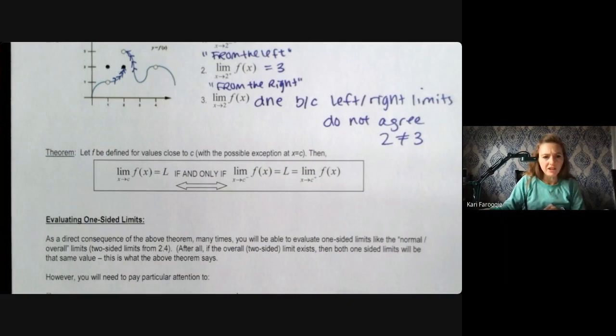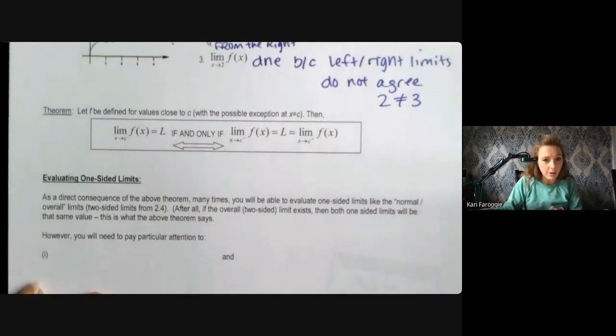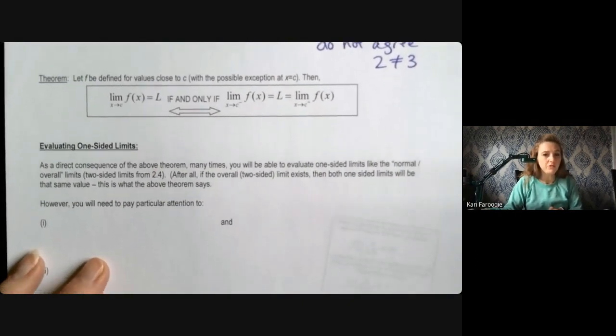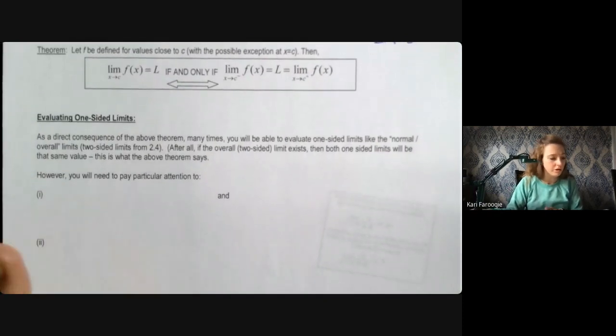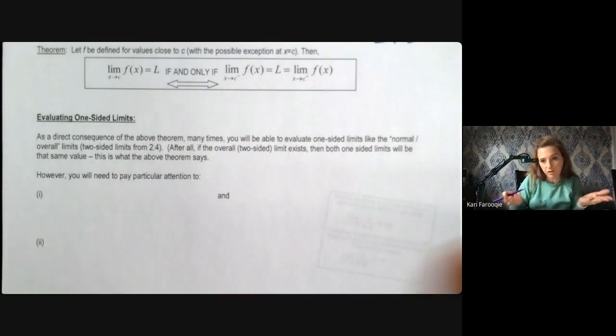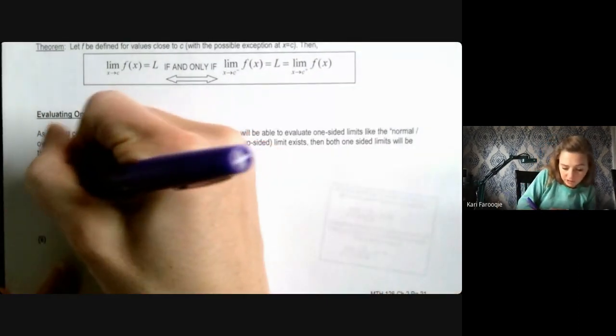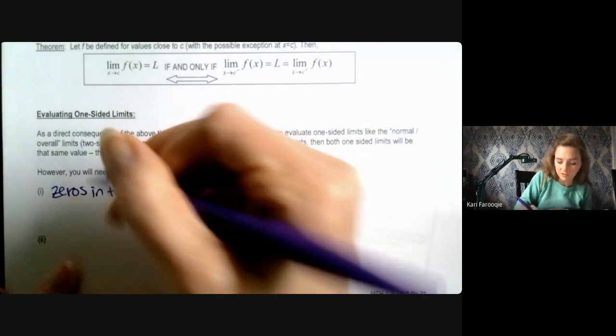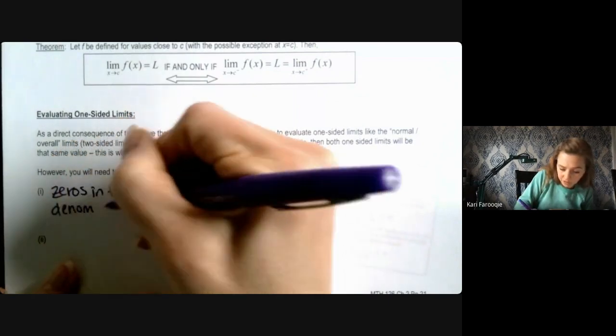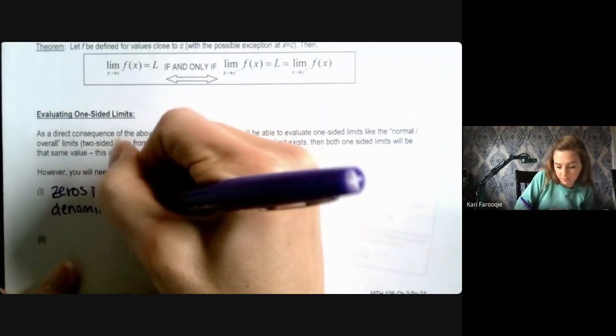So for evaluating one-sided limits, as a direct consequence of this theorem, many times you'll be able to evaluate one-sided limits like the normal or overall limits. A lot of times you're just going to have a continuous function, where we did a lot of these in the last section, where we just did direct substitution, no big deal. But we do need to look out for some things like zeros in the denominator. Same thing that we were talking about in the last section also applies here when we're talking about one-sided limits. So we need to look out for zeros in the denominator.